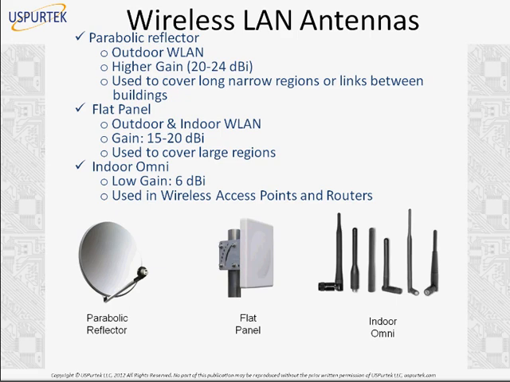Then you could have flat panel antennas, which can be used outdoors as well as indoors. The typical gain is a little lower because the distance covered is much smaller. And of course, this can be used to cover large regions where the user density is located in a very small area. Then you have the indoor omni. This is the most common consumer wireless LAN antenna. If you own a wireless router, you must have seen these types of antennas installed on the device.